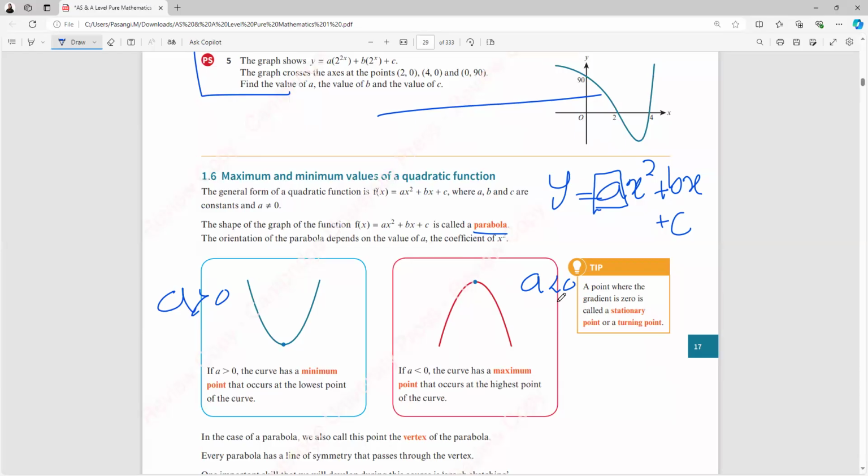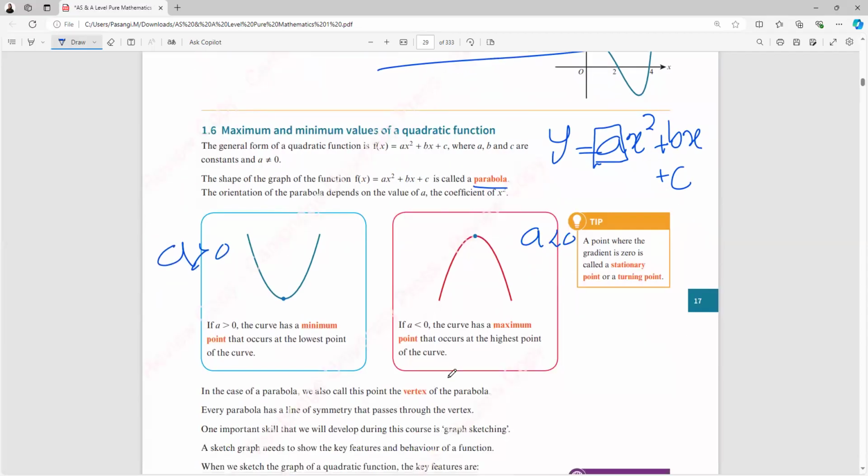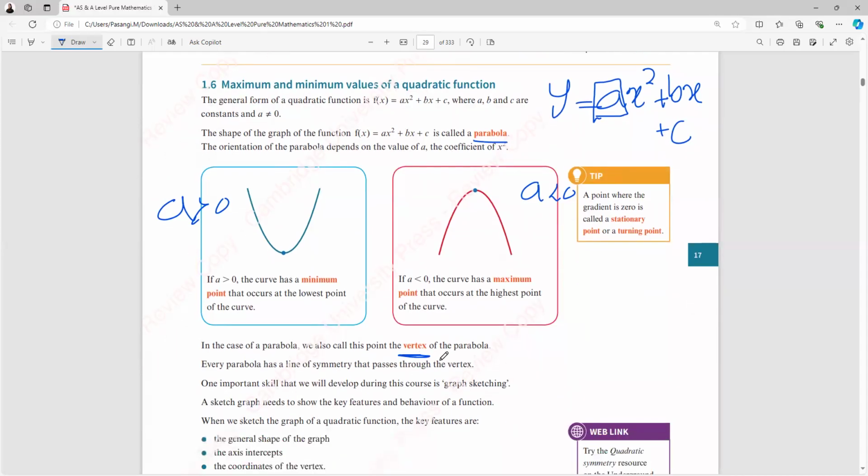Now, for these ones, what we have is what we call the vertex. Vertex means actually this point, the turning point. In the case of a parabola, we also call this point the vertex point. Whether it's a minimum or a maximum, that turning point, we call it the vertex.